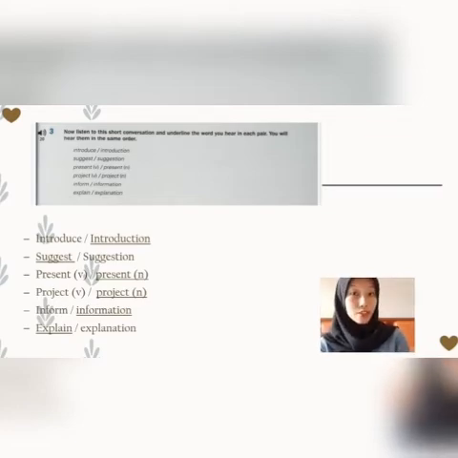The next is suggest or suggestion. The correct one is suggest. Why? Because in the next conversation, another speaker said, well, I suggest you to blah blah blah. So the correct answer is suggest. The third is present or present as a noun, and the correct one is present as a noun. Why? Because after that he said again that he needs to present the first of the topic that they explain. So present as a noun is the correct one.